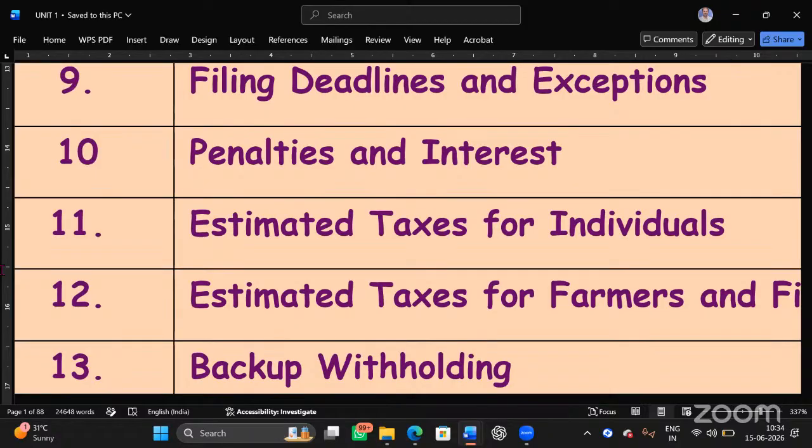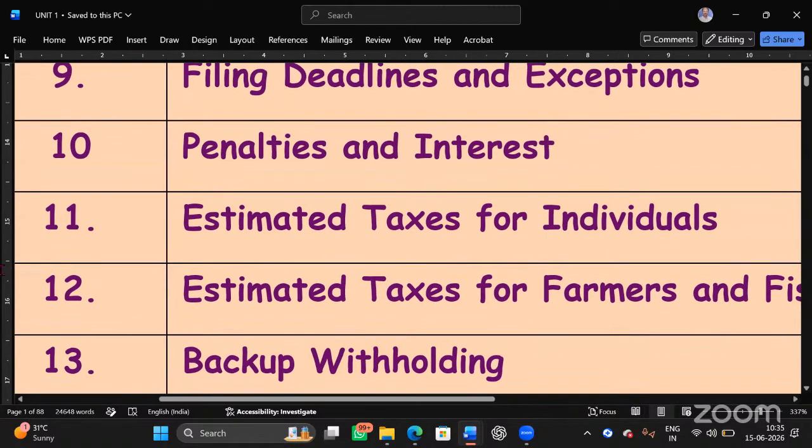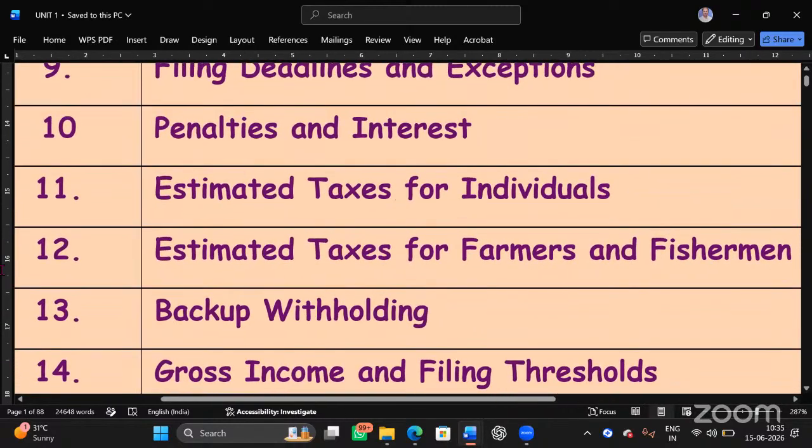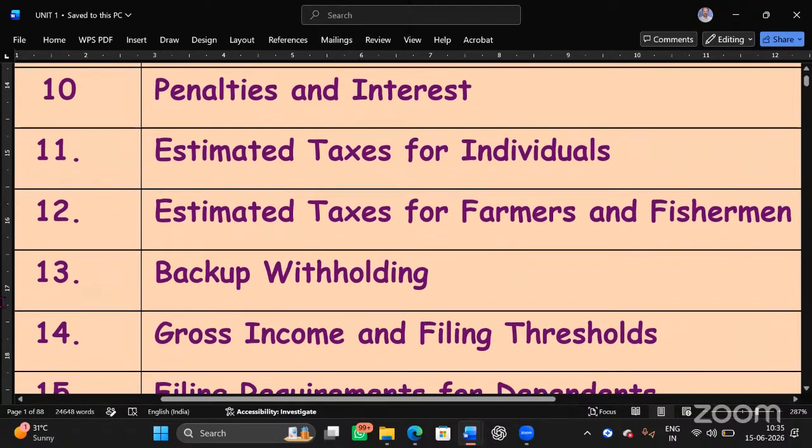What is estimated tax? How to calculate that amount, when to pay, if not paid, what is the consequence, everything will be covered in the 11th item, estimated tax for individuals. The eleventh item is for general, for all taxpayers. But in the case of farmers and fishermen, the estimated tax calculation is different. And the time of payment of estimated tax is also different. How it differs will be covered in the 12th point clearly.